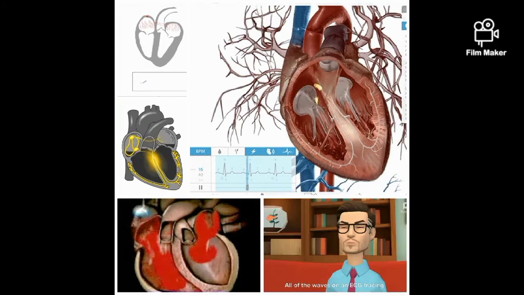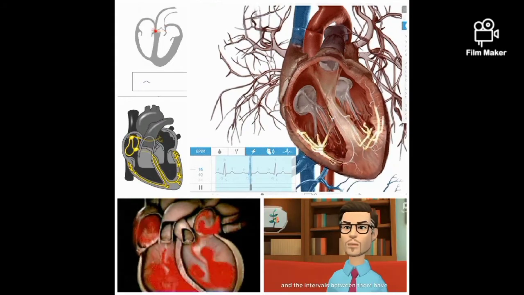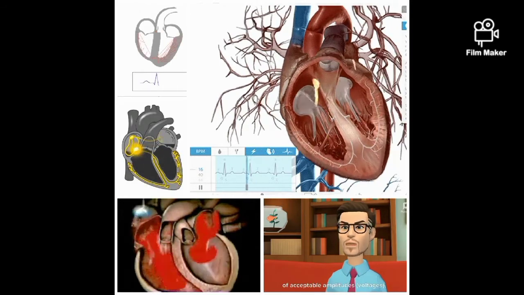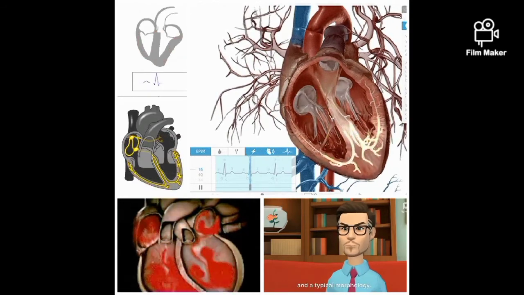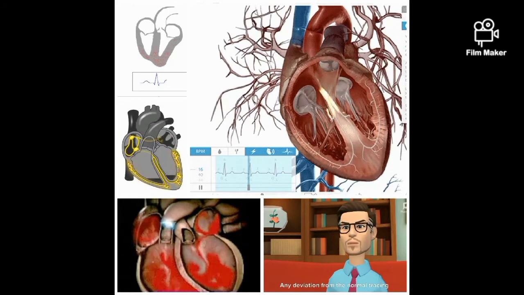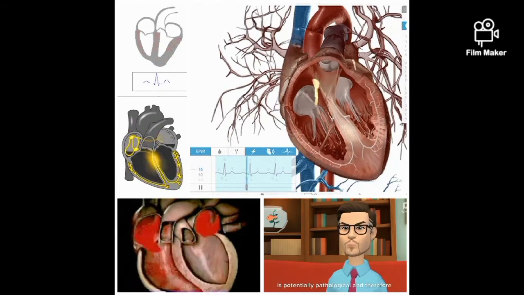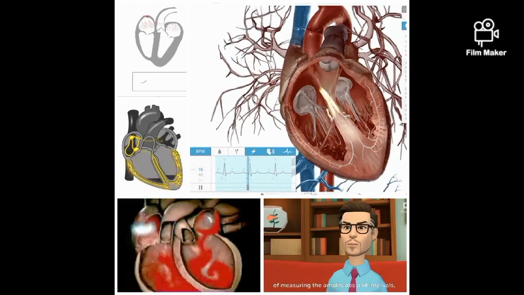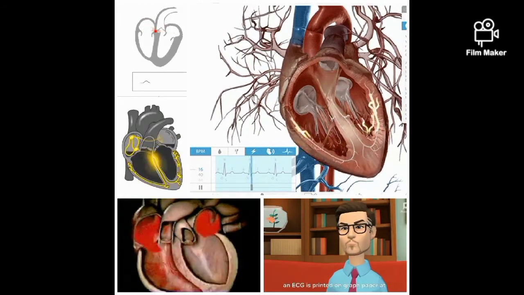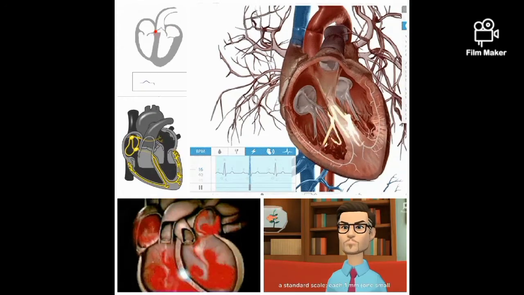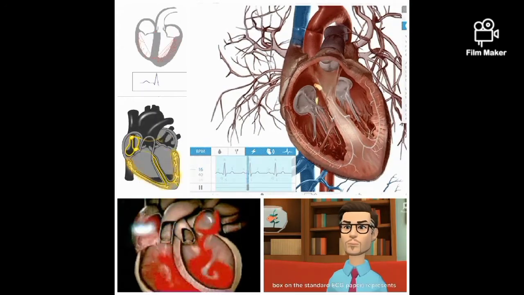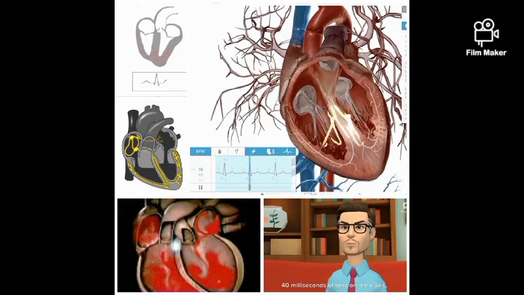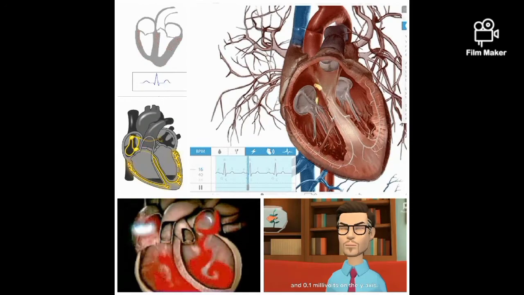Amplitudes and intervals. All of the waves on an ECG tracing and the intervals between them have a predictable time duration, a range of acceptable amplitudes or voltages, and a typical morphology. Any deviation from the normal tracing is potentially pathological and therefore of clinical significance. For ease of measuring the amplitudes and intervals, an ECG is printed on graph paper at a standard scale. Each 1 mm, one small box on the standard ECG paper, represents 40 milliseconds of time on the x-axis and 0.1 millivolts on the y-axis.